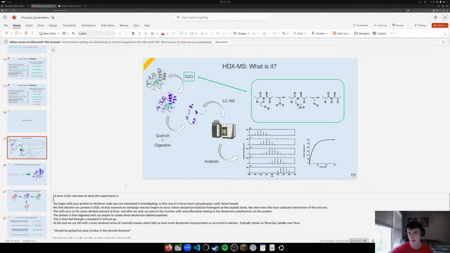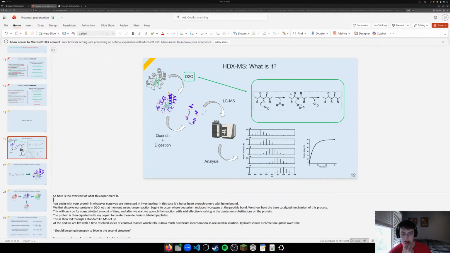Initially, what you would do is start with a protein of interest in a state that you're interested in investigating, right? So in this case, it would be cytochrome C with heme bound. And you would dissolve this in D2O, where at the moment you do, an exchange reaction would begin to occur.